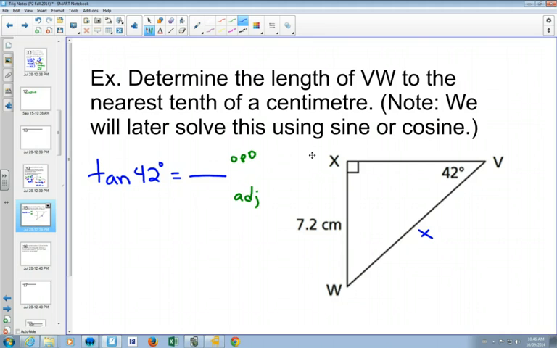So what is opposite of 42? 7.2. What is adjacent to 42? Okay. Which is the hypotenuse? The x is the hypotenuse. So what is adjacent to 42? What am I going to put right here? W. Because opposite of this would be W.